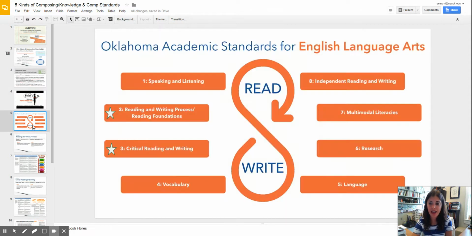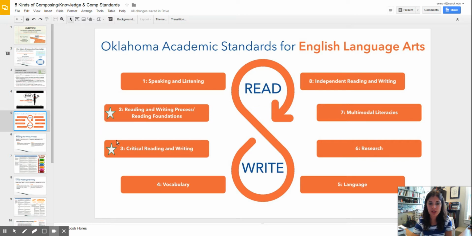There are 8 standards. 1 is speaking and listening. 2 is the reading and writing process. 3 is critical reading and writing. 4 is vocabulary. 5 is language, that would be your grammar. 6 is research. 7 is multimodal literacy. And 8 is independent reading and writing. And these are recursive. Reading and writing is integrated. And so all of these standards have a reading component and a writing component.